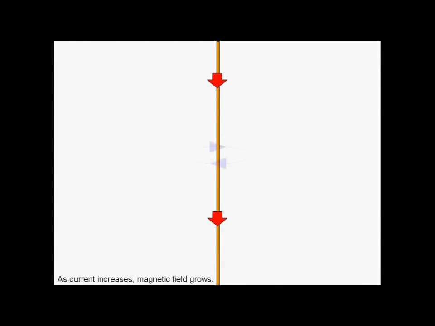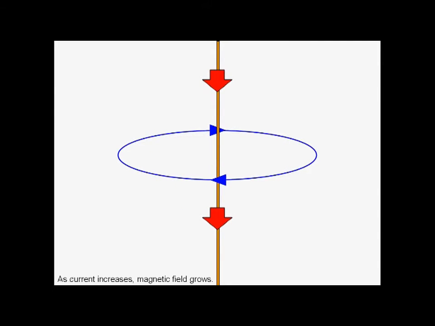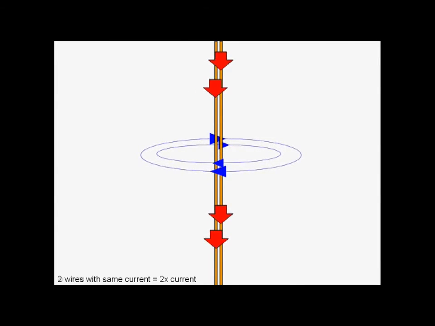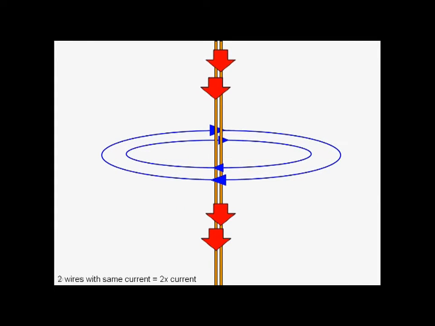When we pass a current through a wire, the red arrows representing the increase in current flow, a magnetic field is formed. To get a stronger magnetic field, we get more current to flow through the wire. Alternatively, what we can do is use two wires. Doubling the wires effectively doubles the current flow past a certain point, and therefore it doubles the magnetic field strength.